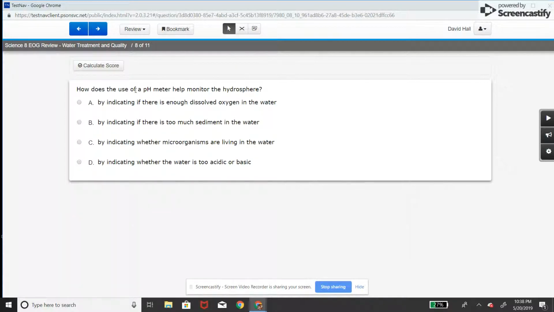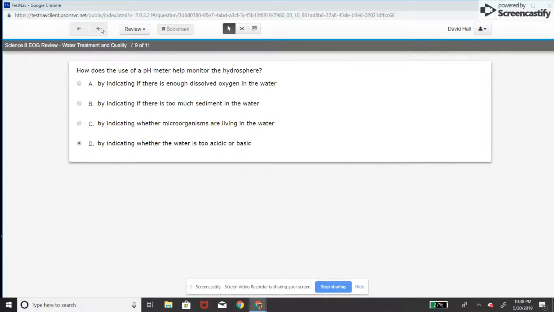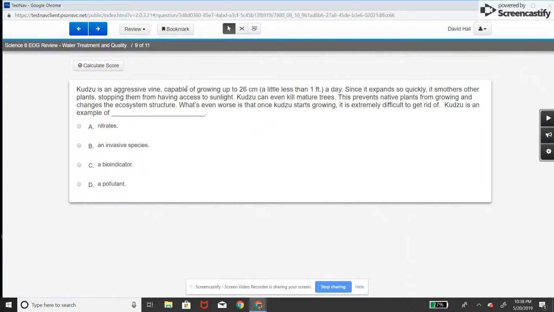Okay. How does the use of a pH meter help monitor the hydrosphere? By indicating there's enough dissolved oxygen? No. There's too much sediment? That's turbidity. No. Determine whether microorganisms are living in the water? That's bioindicators. So it has to be whether the water is too acidic or basic. Kudzu is aggressive. Kudzu is an invasive species. Of course it is.